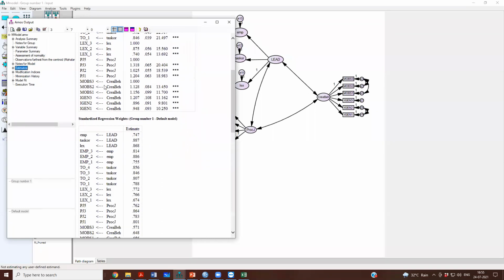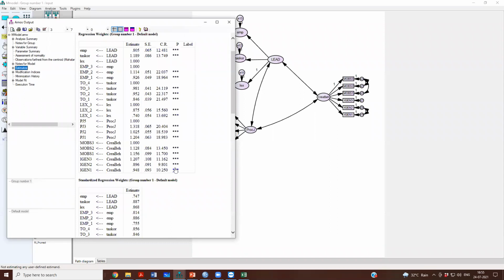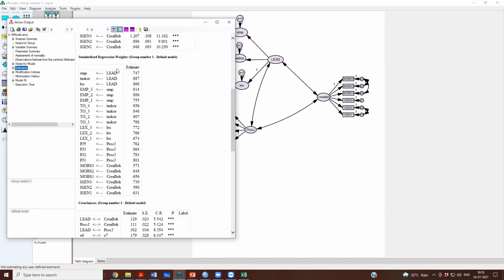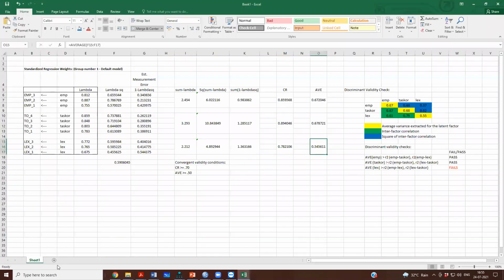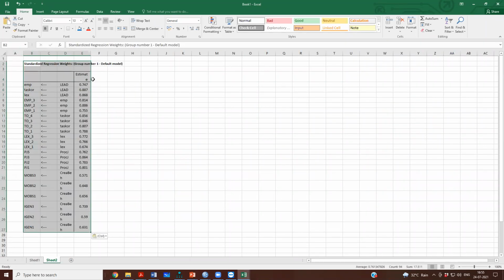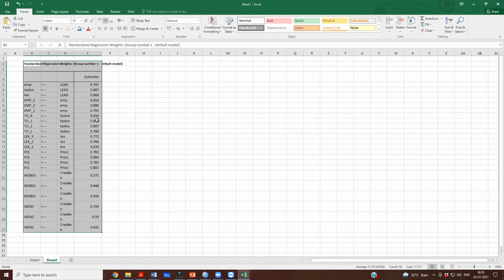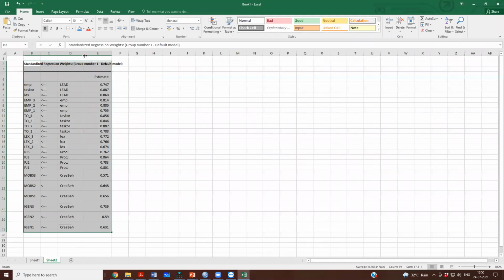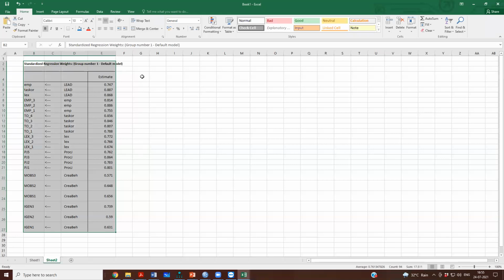What I want to demonstrate here is we have got all these loadings now, and these are the standardized loadings. So we will now work with this, and we will go to our Excel sheet, and we will now compute the convergent and discriminant validity of our constructs. Now the three constructs that we have got are leadership, procedural justice, and creative behavior, right? So these are the three constructs with which we have to work.